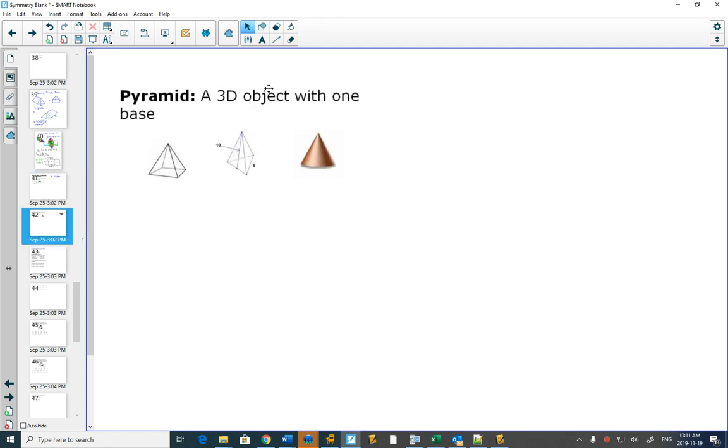A pyramid is a 3D object with one base and then a point at the top. So here we have a cone is a type of pyramid. We've got a rectangular-based pyramid and a triangular-based pyramid.